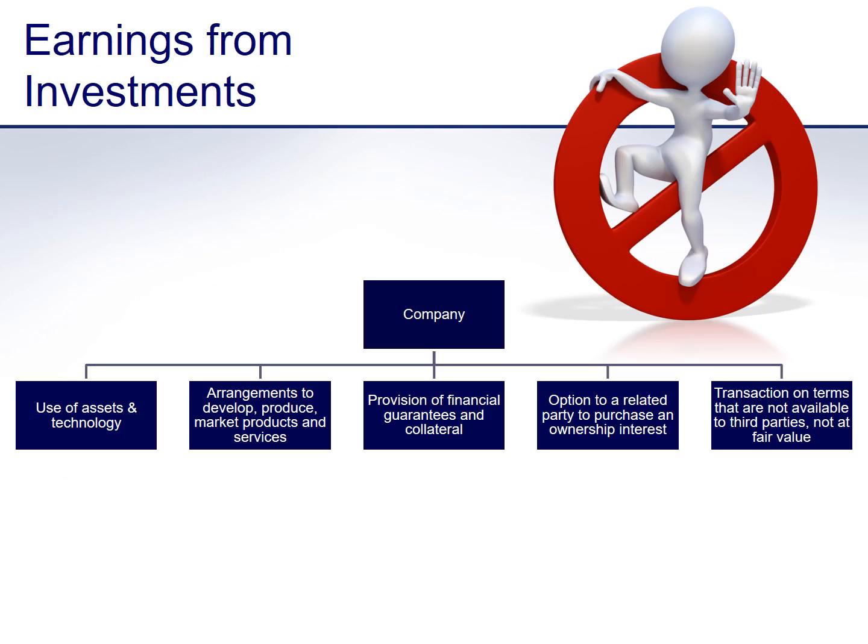So instances where, for example, the investor has access to assets and technology of the investee, or arrangements to develop or produce or market products and services, or where there's financial guarantees and collateral that may be accessed as a result of the involvement or the investment, options to related parties to purchase ownership interests, and transactions on terms that are not typically market related or at arm's length, would be strong evidence to suggest that the investor is benefiting in ways other than the typical dividend, interest and rental income that one would expect as an investment entity.